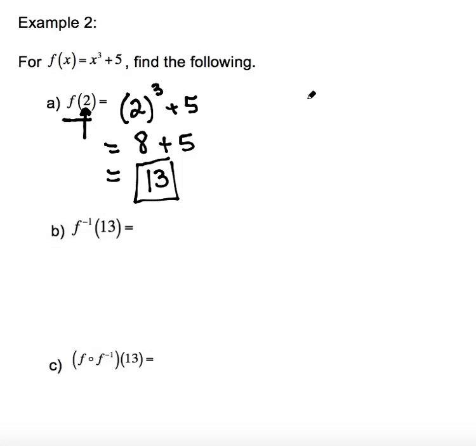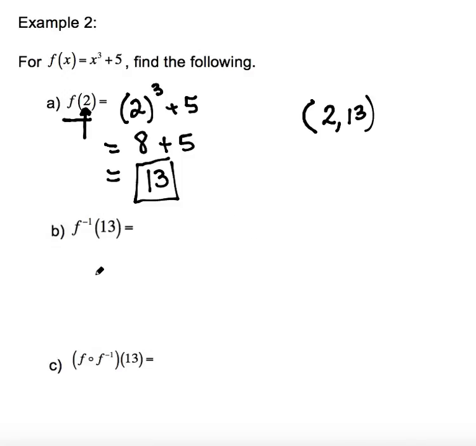I want to show you that this means we have the ordered pair (2, 13). The answer to this part is 13, but when we plug 2 in, we get 13 out, so the corresponding ordered pair is (2, 13).